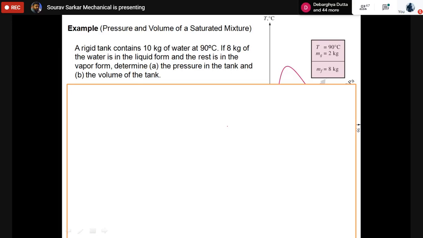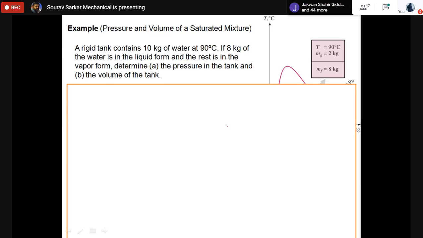Anyone? It's 4.726. 4 point 727 meter cube. Okay, any other answer?